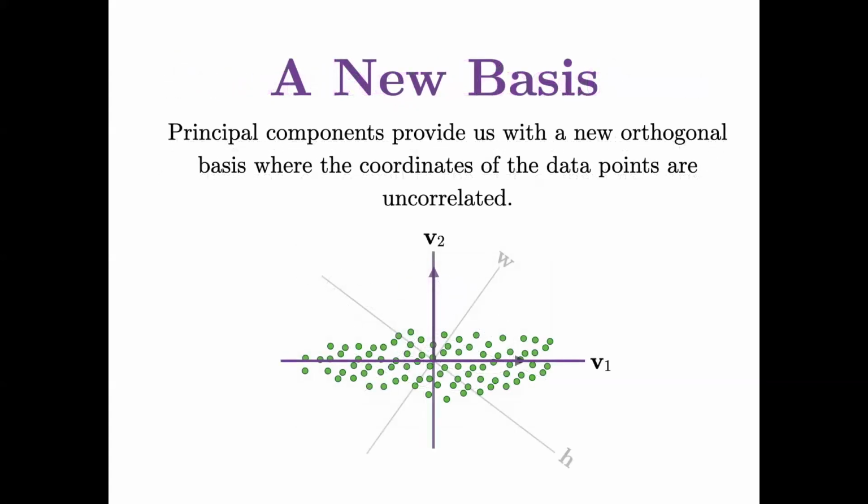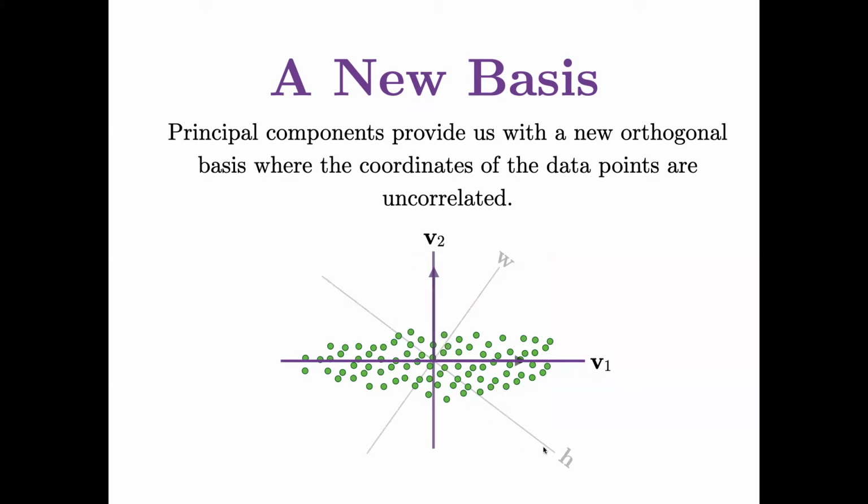And principal components, if we'd like them to, will provide us with a new orthogonal basis where the coordinates of the data points are uncorrelated. So all I've done here is take my first and second principal components, V1 and V2, and I've rotated my picture so that it's, in the traditional view, having a variable along the horizontal axis. And you'll see now this data is uncorrelated. V1 and V2 are two new variables that are completely uncorrelated. And that will always be the case in principal components.